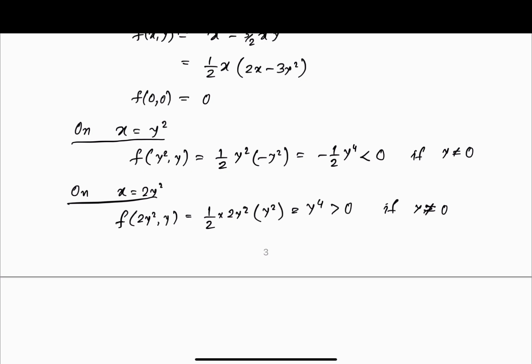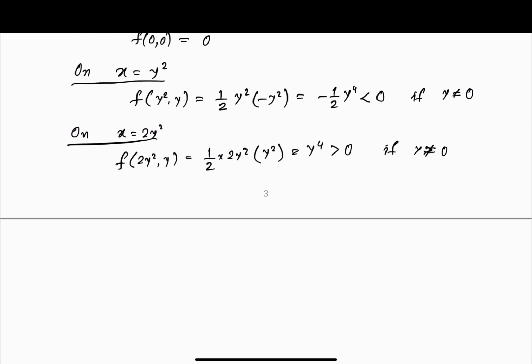So this function changes sign, it is not uniform. It means f(0,0) is 0, but in a neighborhood it takes both values, greater than 0 and less than 0. So (0,0) is not a local maximum or minimum. So from here we can conclude that (0,0) is a saddle point of F, right?